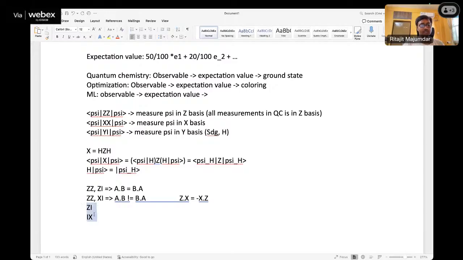But then comes the question that this is not very easy. This was a very simple example. But when I have a huge system, a huge number of observables, how do I find out efficiently which of the observables commute? I'll group them together and I'll use a single circuit for that. So I need to find groups from the terms of the observable such that I can use only one circuit for that entire group. This is how we make things efficient.